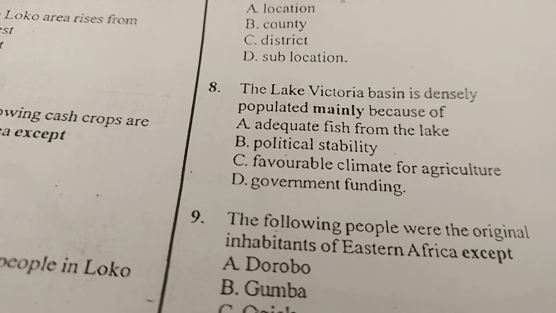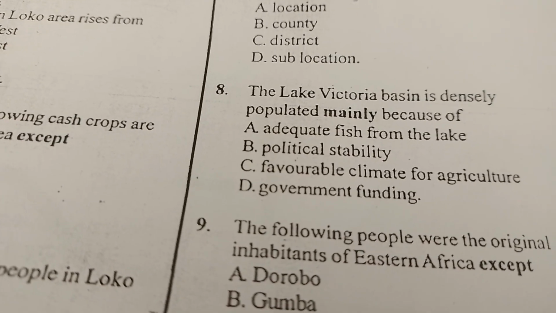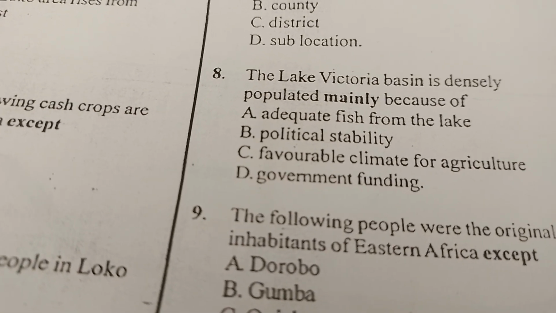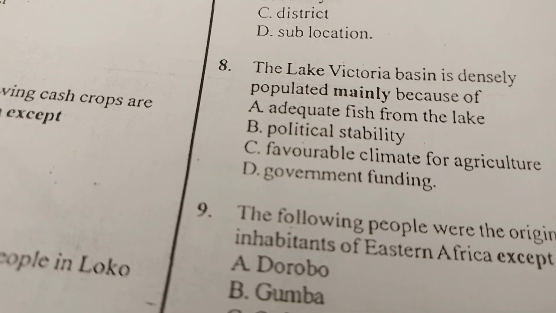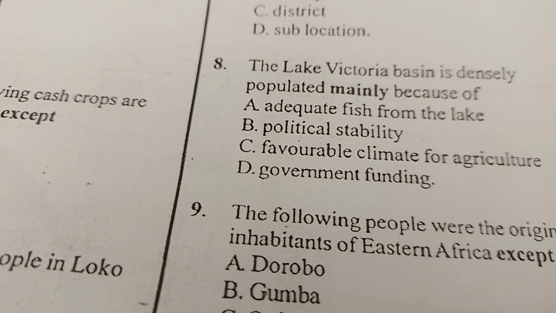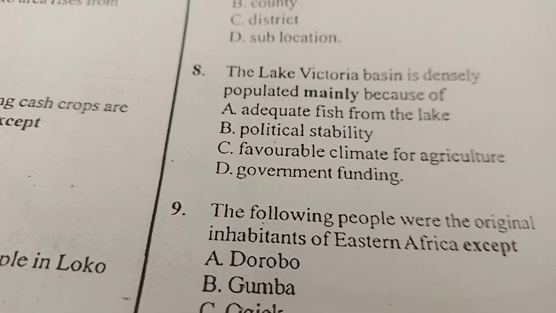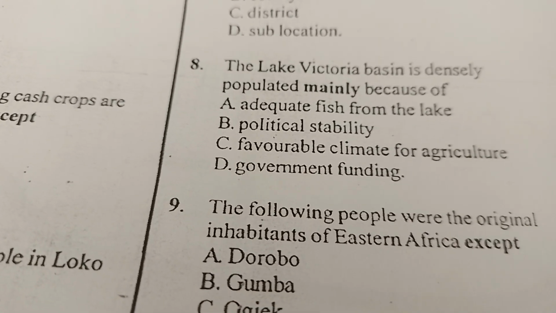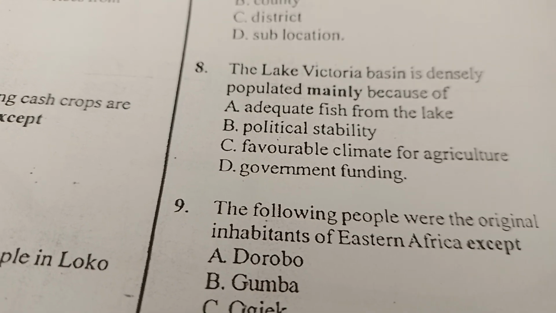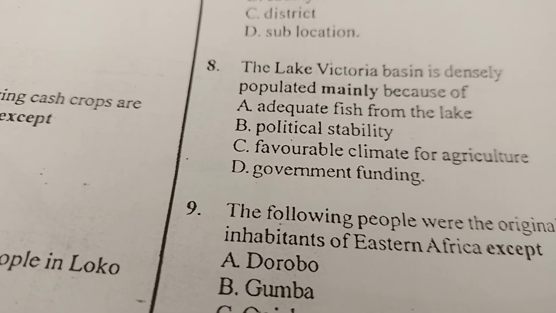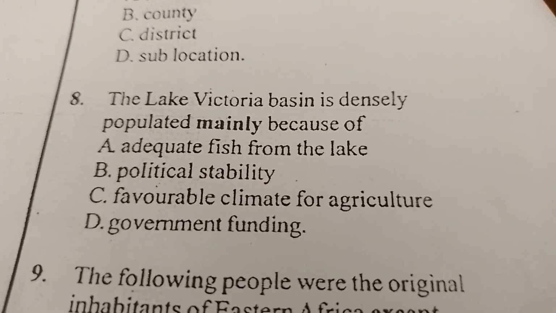So the question number 8 says like this: Lake Victoria Basin is densely populated. I always told my learners that Lake Victoria Basin is densely populated simply because of the climate. The climate around Lake Victoria Basin supports what you call crop growing, because in Africa and also in Kenya, the backbone of our economy is agriculture, and that's why this region is highly populated.